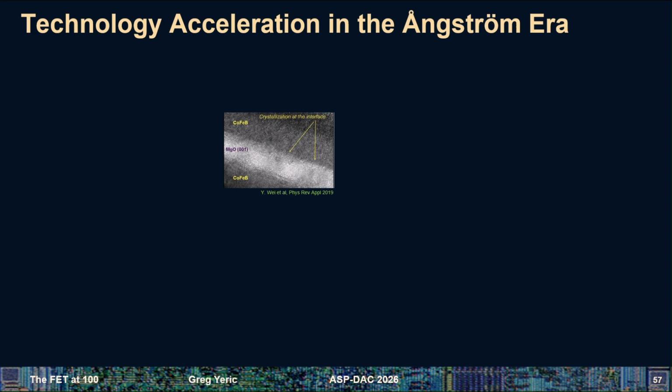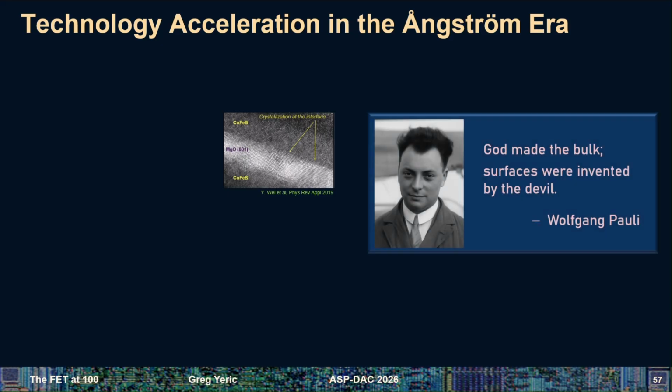But if you look at modern devices, in this picture I show here, I don't remember exactly, this looks like an MRAM, so these materials look like MRAM layers. But it could very well be a two-dimensional semiconductor or diode or something. In any case, a lot of it's going to be about the interfaces. Remember the name Pauli from last semester? The Pauli exclusion principle, big guy in physics. He has this famous quote: God made the bulk, but surfaces were invented by the devil.